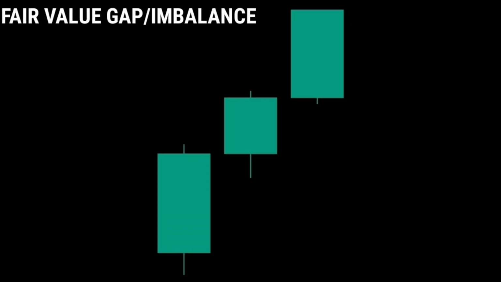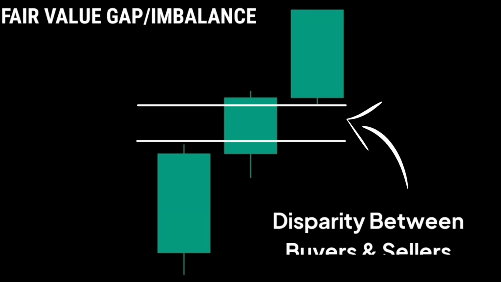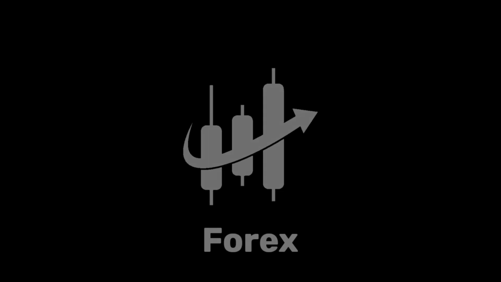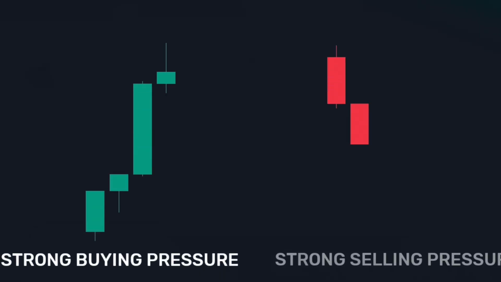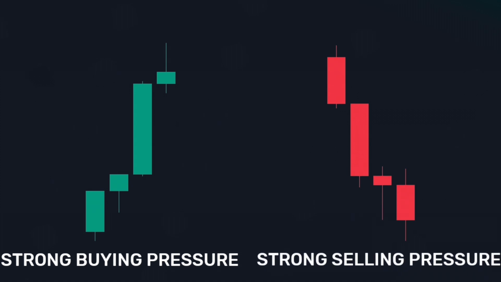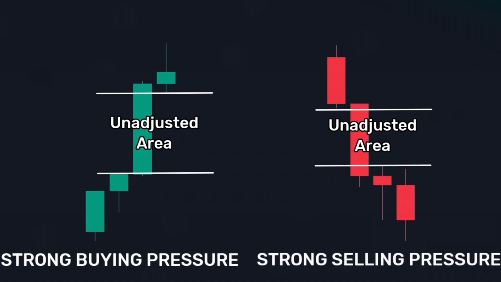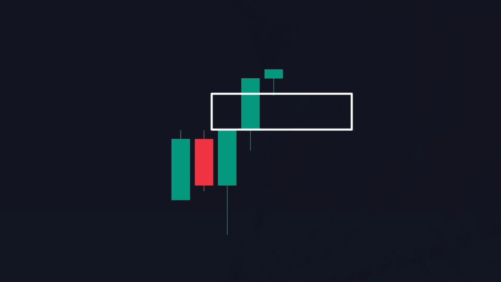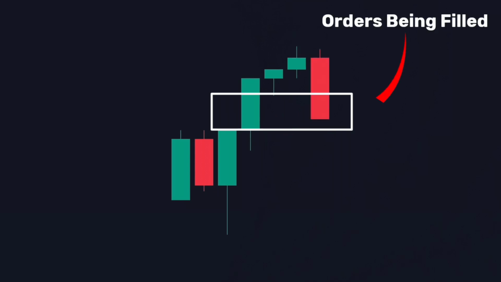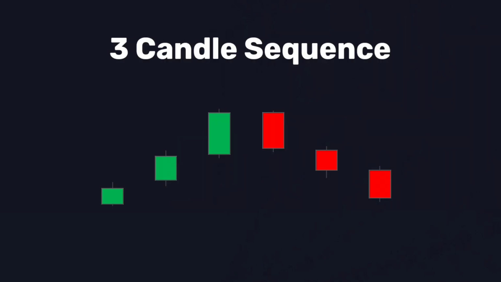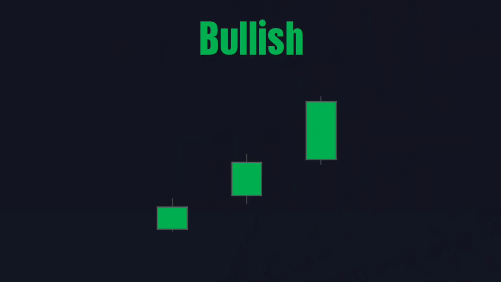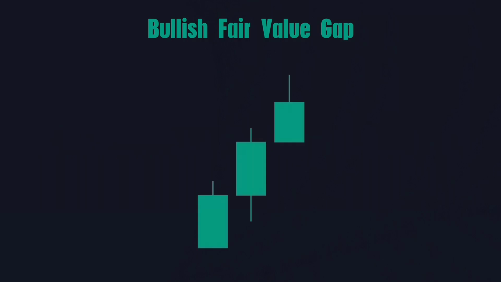A fair value gap, also referred to as a market imbalance, occurs when there's a disparity between buyers and sellers in the market. FVGs can occur across all market types, including stocks, commodities, crypto, and forex. These imbalances are typically caused by a surge in strong buying or selling pressure, creating an unadjusted area on the chart. This area often acts as a magnet, attracting future price movement as the market seeks to fill or correct the imbalance. Fair value gaps are formed through a 3-candle sequence. They can either be bullish or bearish, and we'll take an in-depth look at each type to thoroughly understand their formation and significance. Let's start with the bullish fair value gaps.